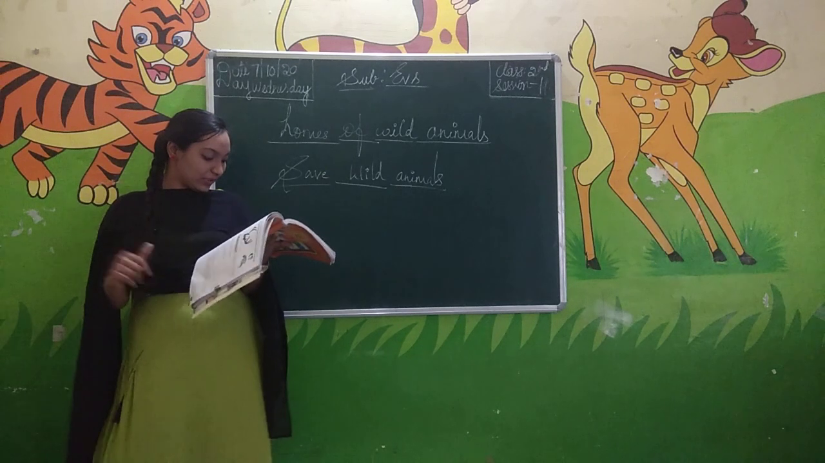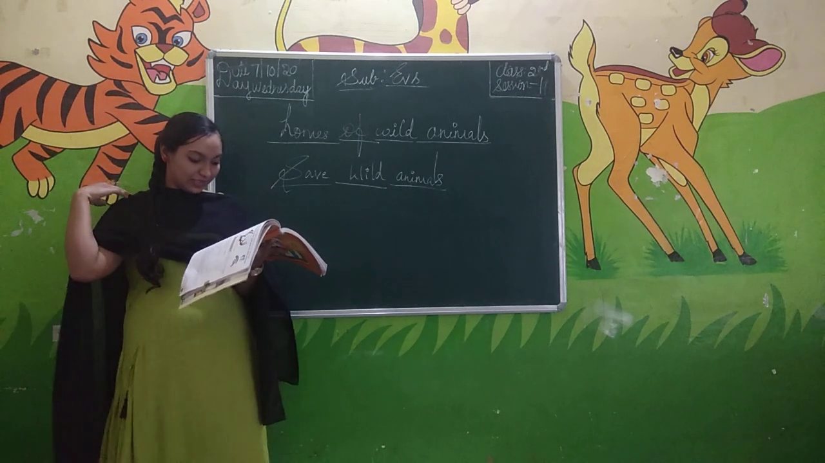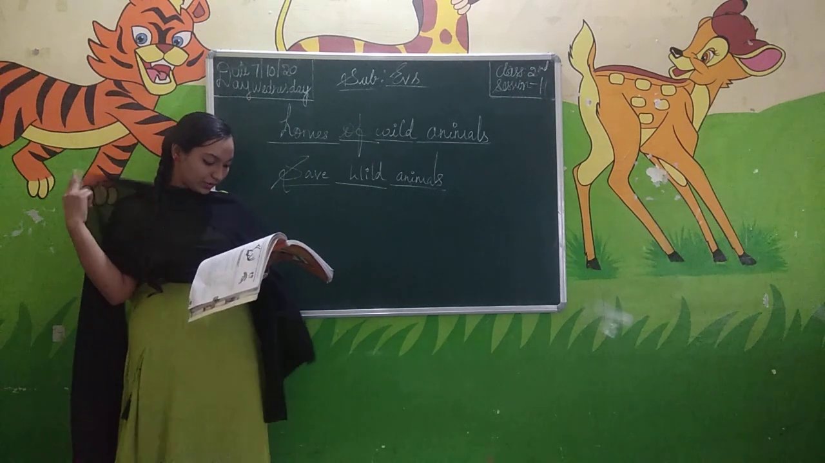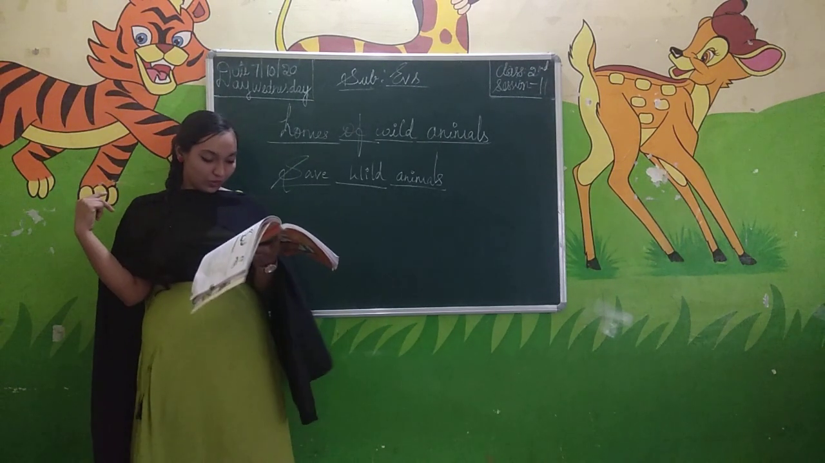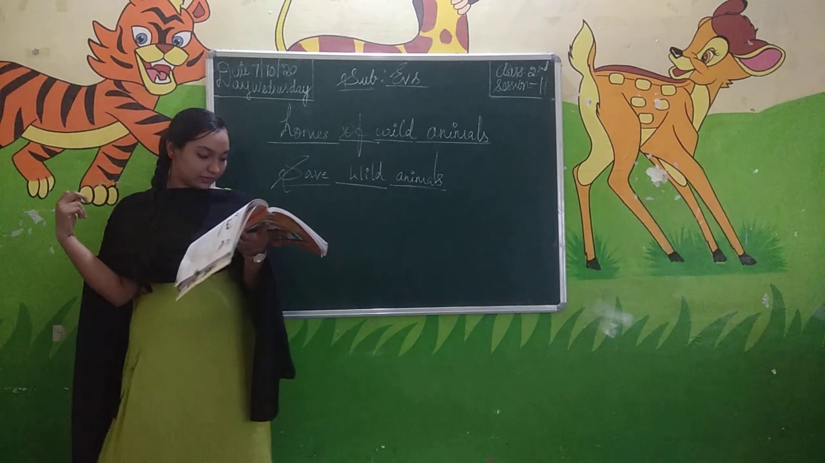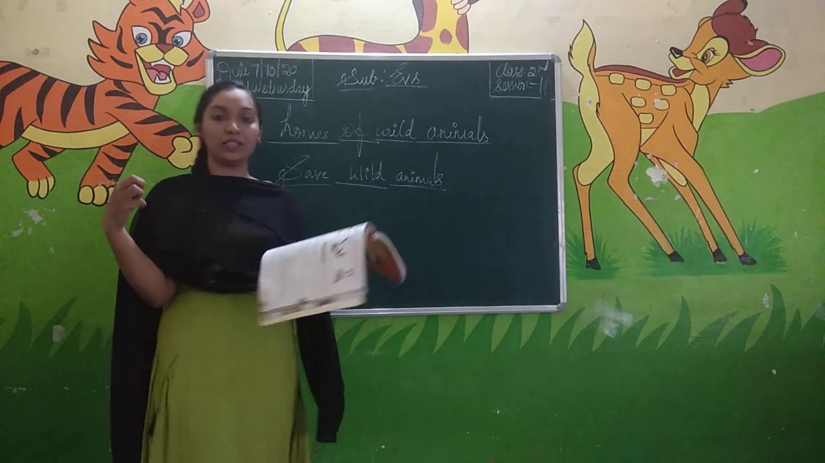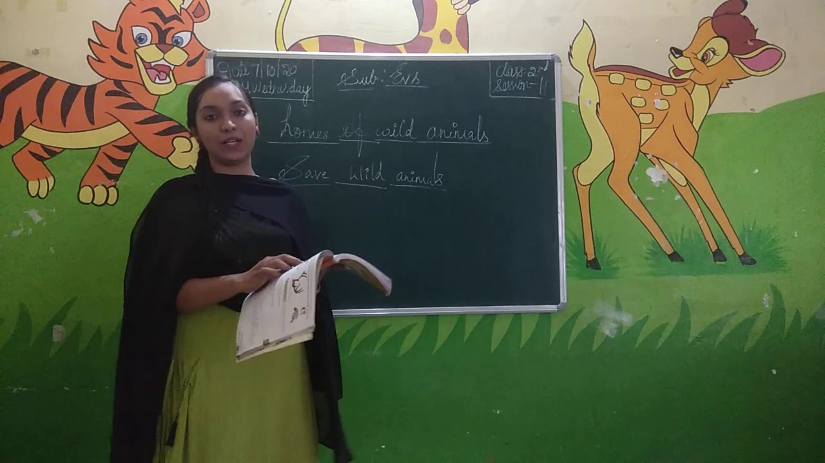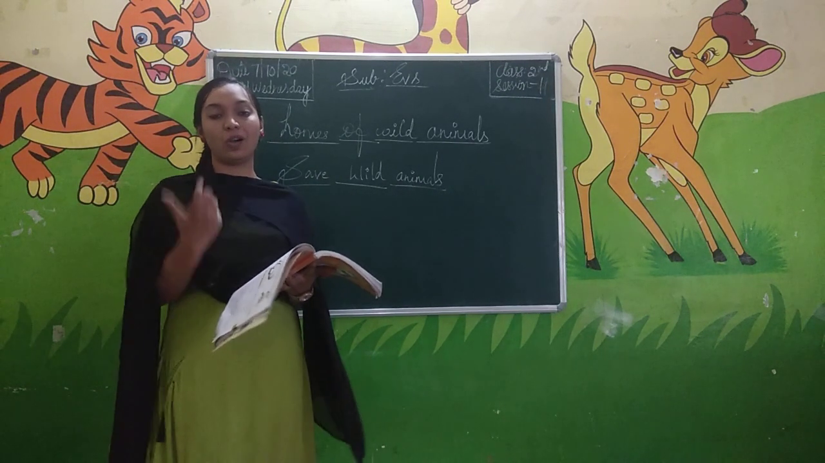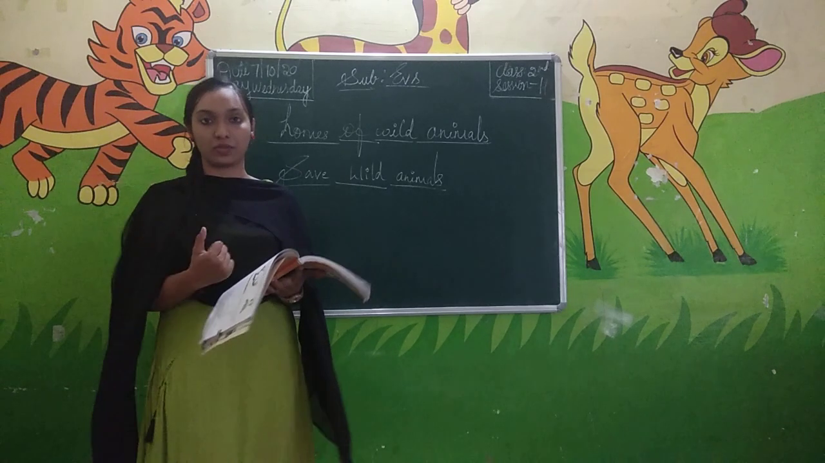Animals are killed for their skin, bones, horns and tusks. Tiger and leopard are hunted for their skin. Rhinoceros are killed for their horns. Elephants are killed for their tusks. Children, here different wild animals are killed for their skins, horns, tusks and bones.